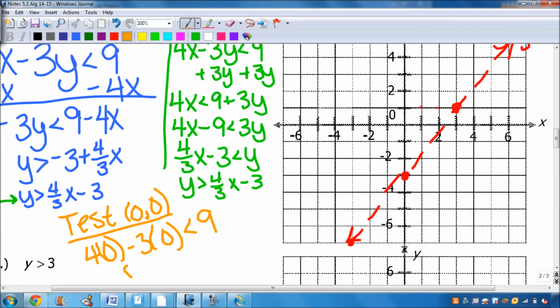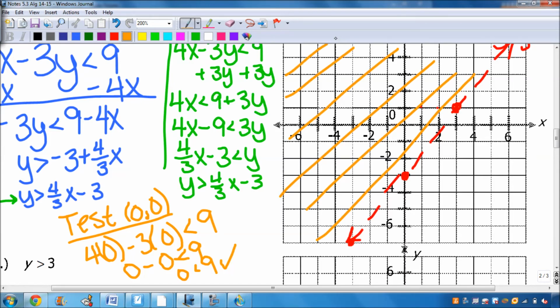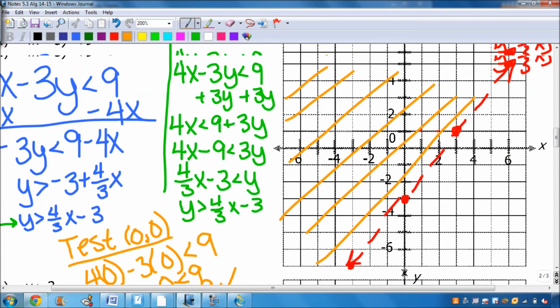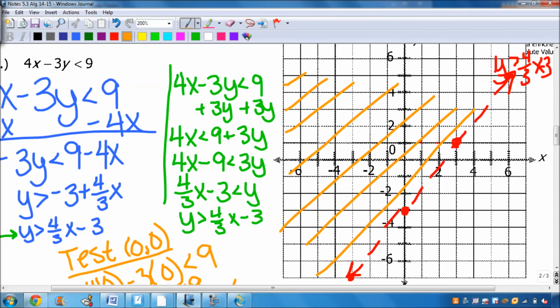Well, 4 times 0 is 0. 3 times 0 is also 0. So I end up getting 0 is less than 9, which is true, which means that I can shade in everything above this line. Okay? So go ahead and shade in everything above. You've demonstrated all possible values of x, excuse me, all possible values of x and y that will work because these are coordinates.